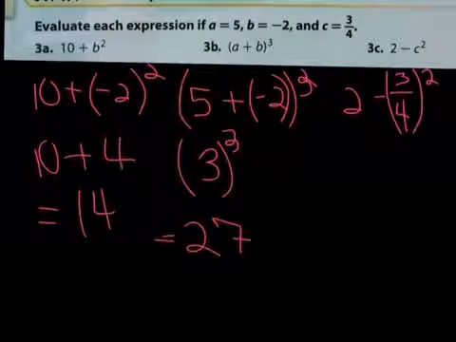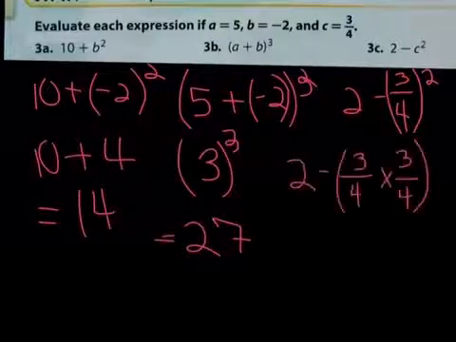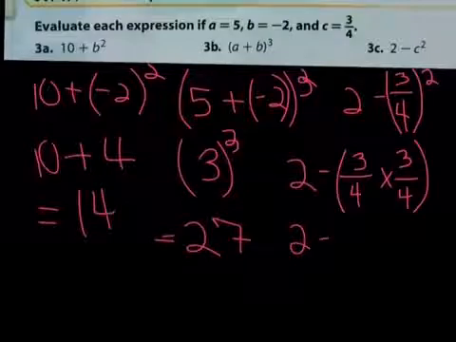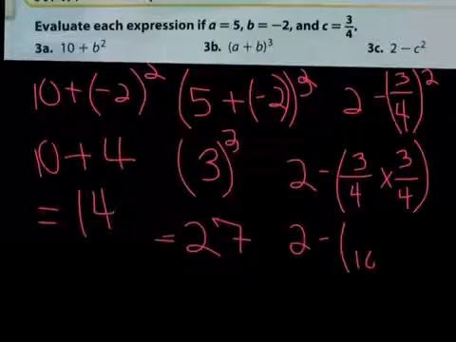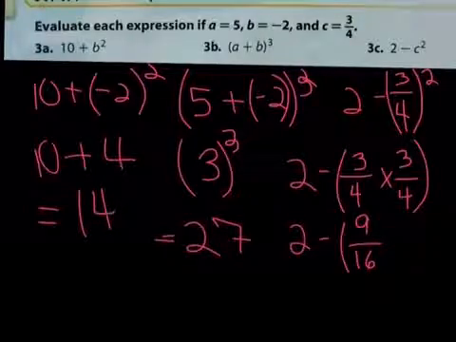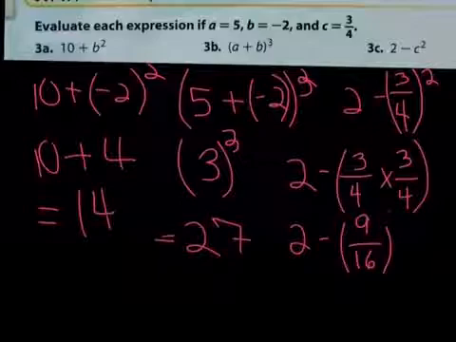Next, we have 2 minus c squared, where c is 3/4. Since we work with parentheses first and don't have anything in parentheses, now we work with exponents. So what is 3 squared over 4 squared? We write it out, minus, and we have 4 times 4 at the bottom, so the denominator is 16, and 3 times 3 is 9.